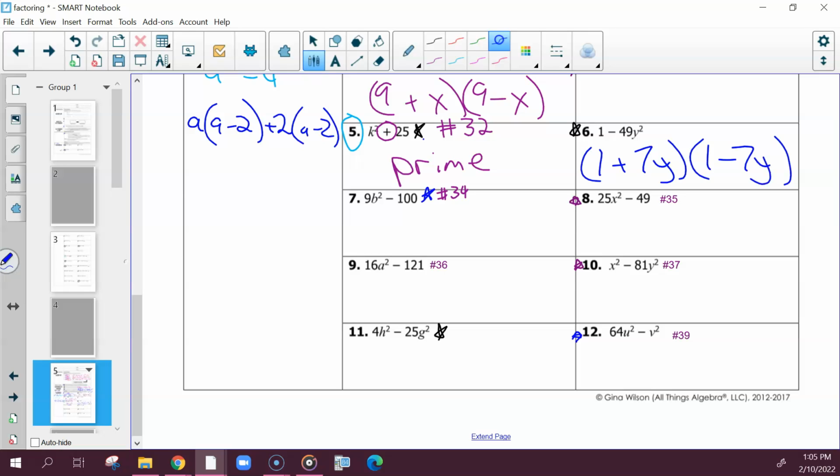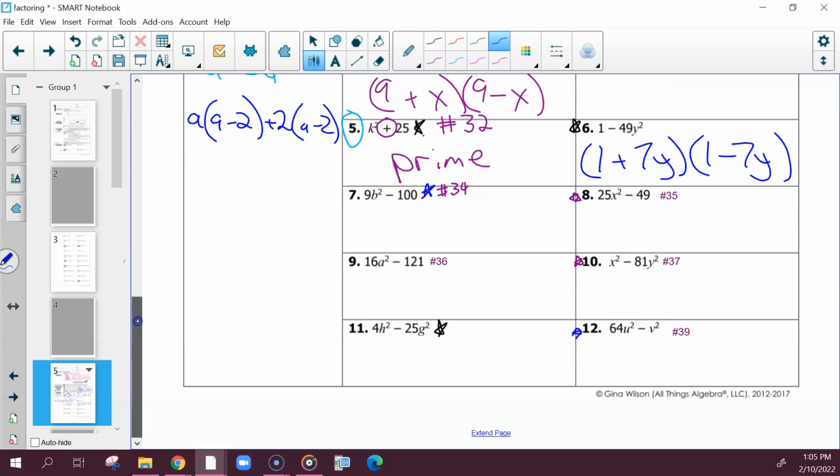Correct. So just because it has more to it, you're still doing the same thing. Maybe do it step by step. So 1 times 1 gives me 1. 7 times 7 gives me 49. y times y gives me y squared. And break it down like that.